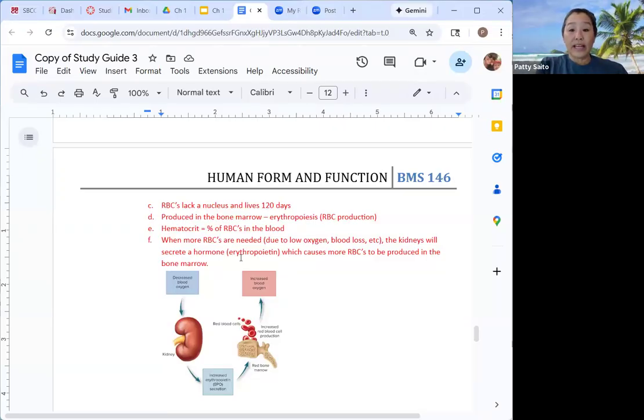Here we go. The kidneys will secrete a hormone called erythropoietin. And if you see this term, erythro, you know it has something to do with red blood cells. So erythropoietin is a hormone secreted by your kidneys, which will cause the bone marrow to make more red blood cells. Erythropoiesis will occur. So you make more red blood cells, and then you can carry more oxygen just because you have more red blood cells. That's one way to regulate the amount of oxygen that you carry in your body. You keep it at homeostasis, right?